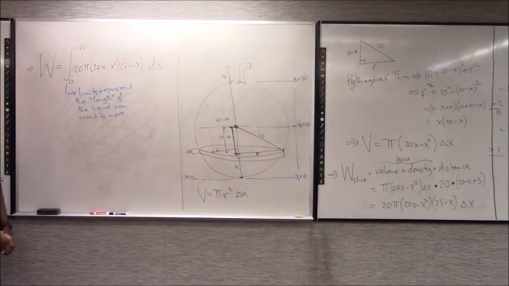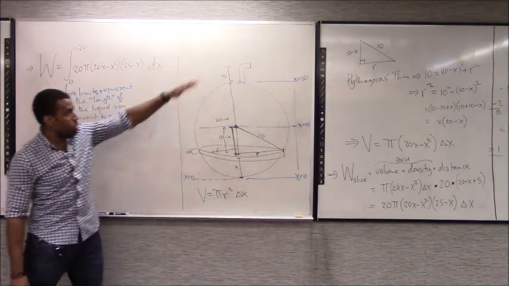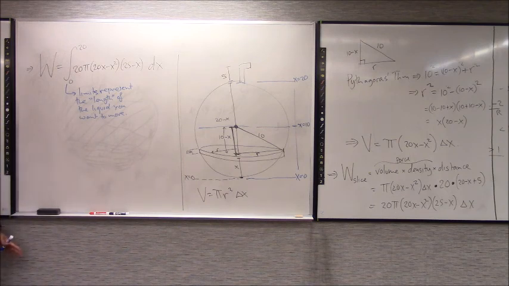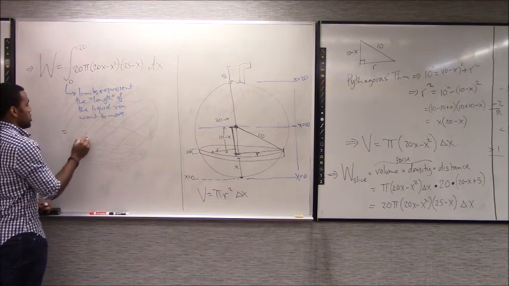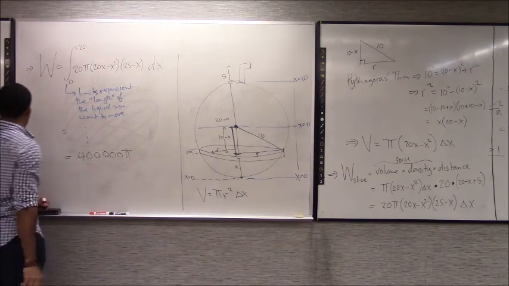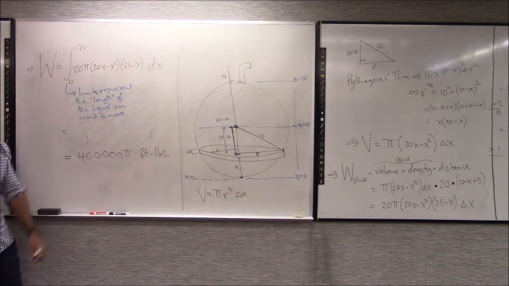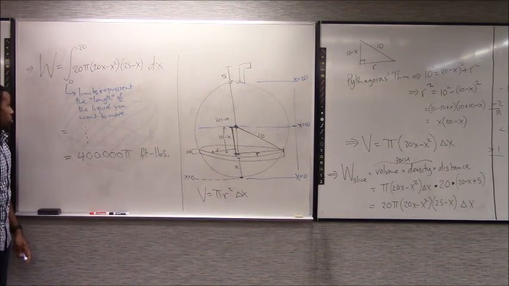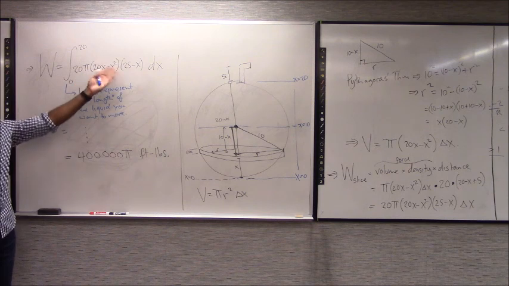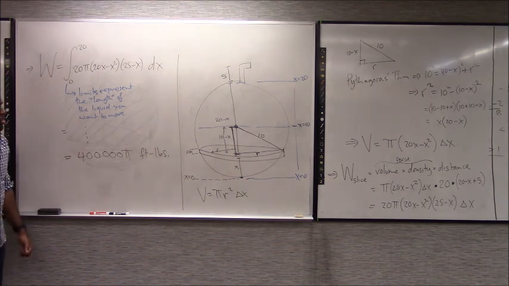So that's how the limits are going to be set up. I want to pump all the liquid out, everything from level x equals 0 to level x equals 20. That's going to be the integral, and you put that in the oven, and out is going to come 400,000 pi foot-pounds. For the integrals we've been doing, that's just a little bit annoying to multiply out and integrate, but eventually you'll get to that, which is going to be nice.